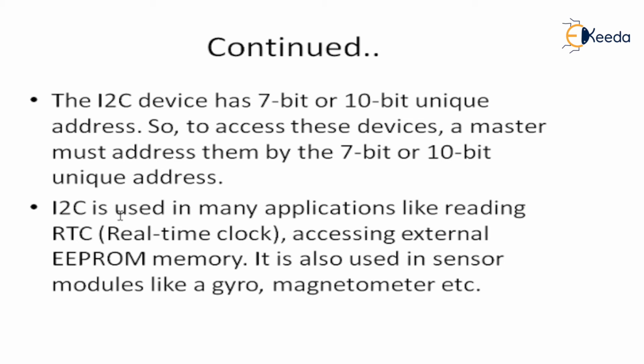I2C is used in many applications like reading the real-time clock RTC, and accessing the external EEPROM memory when interfacing external memory to the devices. It is also used in sensor modules like a gyro and magnetometer, etc. These applications are based on the I2C communication protocol.